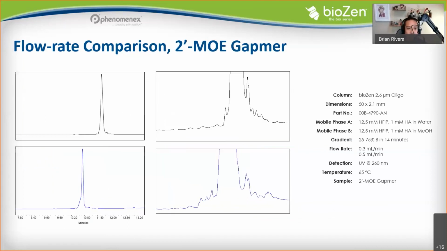Just one final example, looking at a 2' MOE gapmer here. If you're working with a 2' MOE gapmer, because they are fully thioated diastereomers, they can have pretty broad peaks, so you need every bit of separation power that you can handle. In this particular instance, cranking the flow rate from 0.3 to 0.5 mL per minute does yield significantly better separation of earlier eluting and later eluting impurities. So hopefully I didn't go too fast.